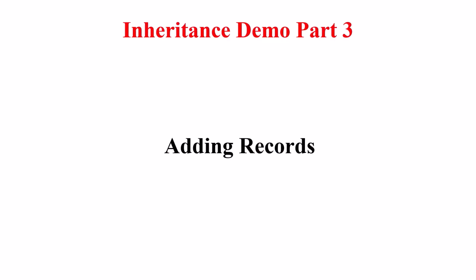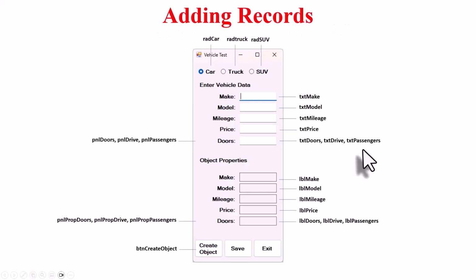Watch. The next thing we want to do for the inheritance demo is part 3, which is going to be adding records. We're going to be using the radio buttons up here. And based on the radio buttons, it's going to turn on these panels, allowing us to show doors for the car, drive for the truck, and passenger for the SUV. And the other pieces will stay in place there. We're also going to do the same thing with the labels and everything.